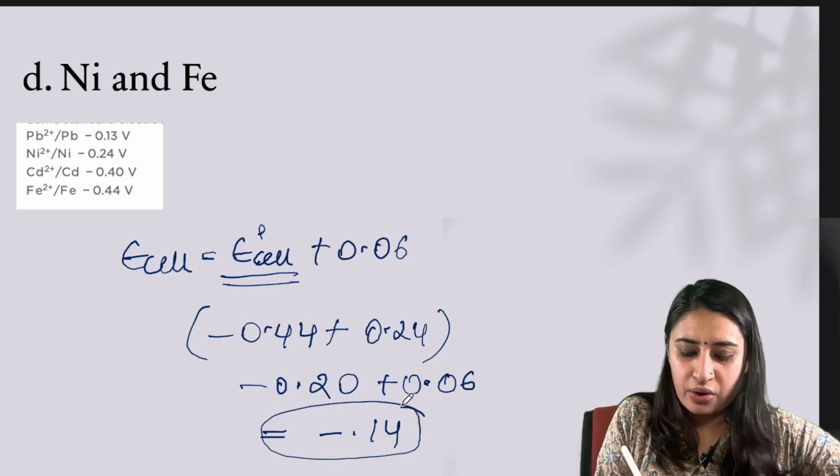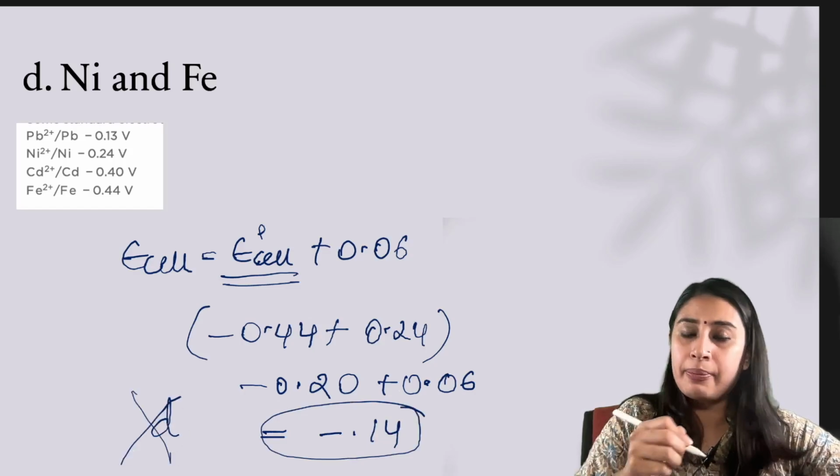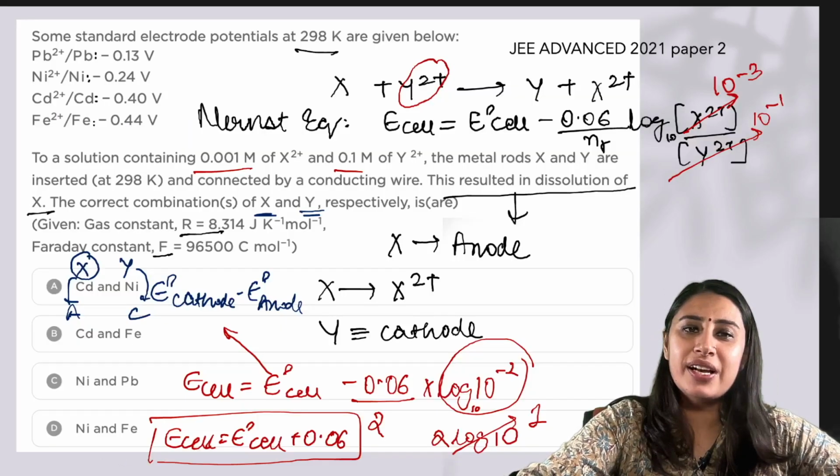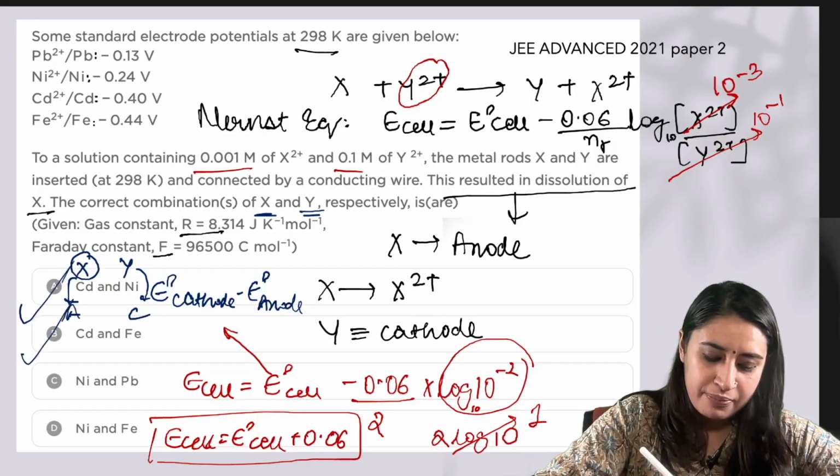So it will be non-spontaneous. So D is not a couple that we can use. So the correct answer to this question should be A, B and C.